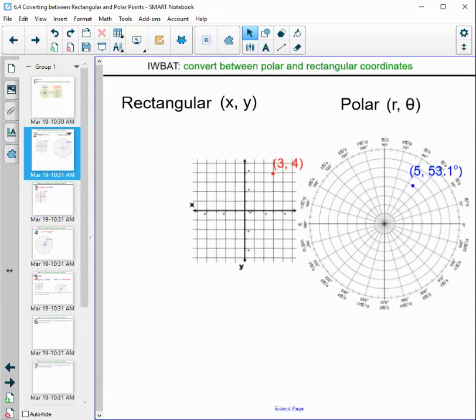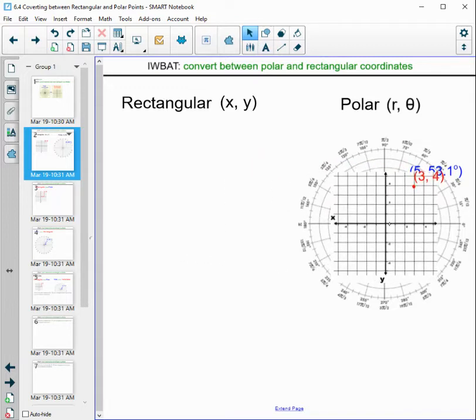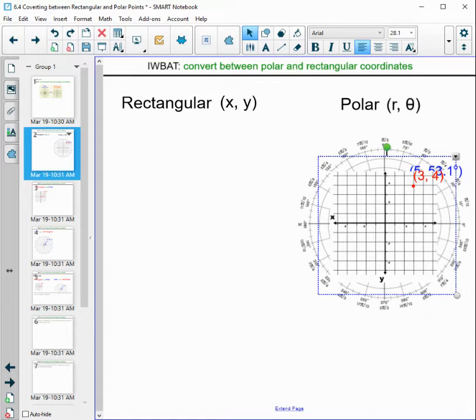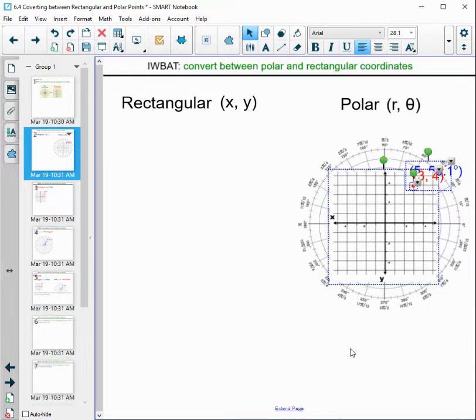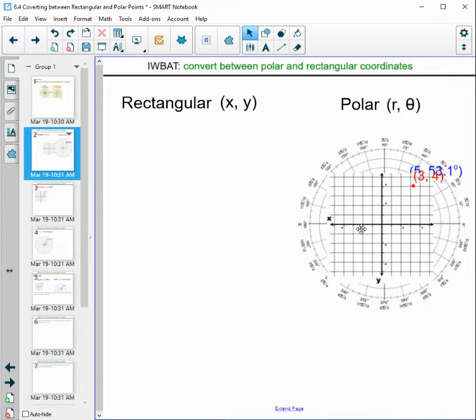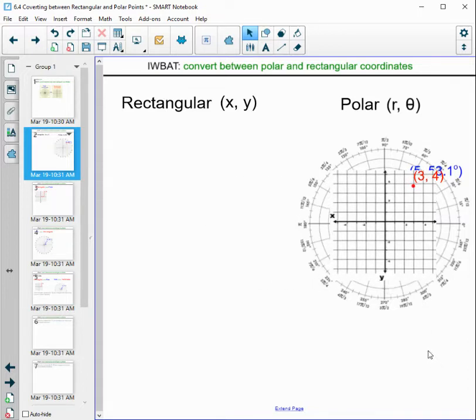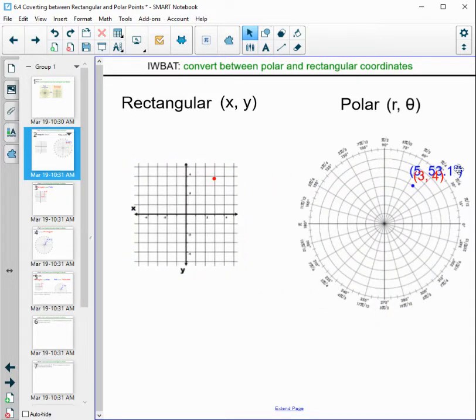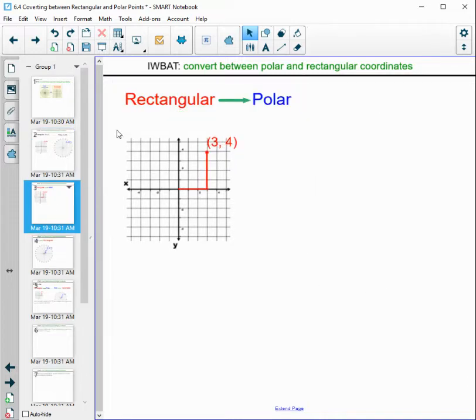Remember that these 2 points are actually identical. So if I line up the XY axis with the polar point here, let me just remove this grid, and you can see that the rectangular point and the polar point land in the exact same position. It's just a different way to measure them, or to state where they are. So let's take a look at converting between the two.